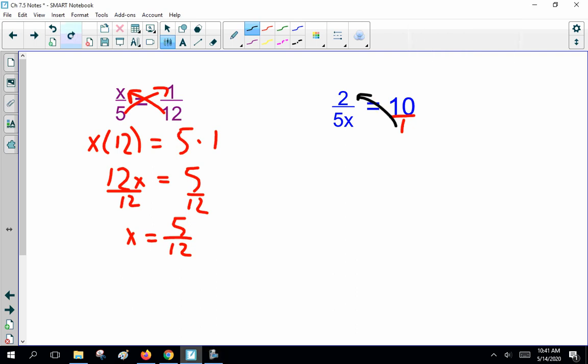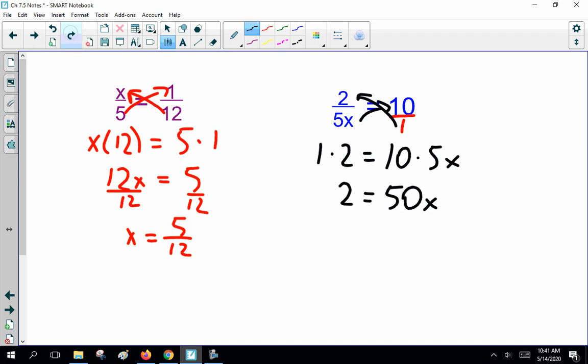Okay, so cross multiplying, 5x times 10 gives us 2 is 50x. Divide both sides by 50. I get x is 1/25th, which is 0.04, Mr. Calculator. This is why it's better to leave it as a fraction. 2/50ths is 1/25th, okay? So far, so good? So don't be confused if I don't have a denominator.